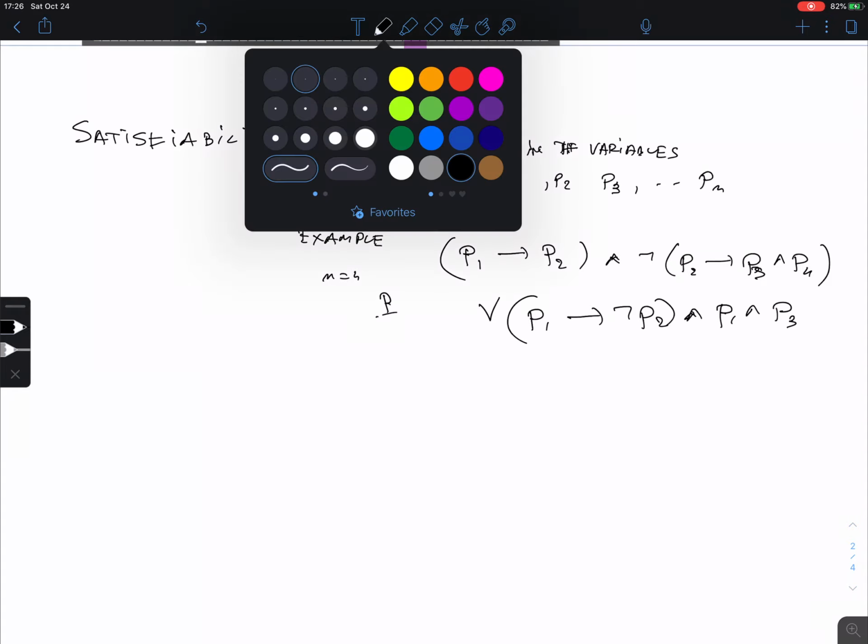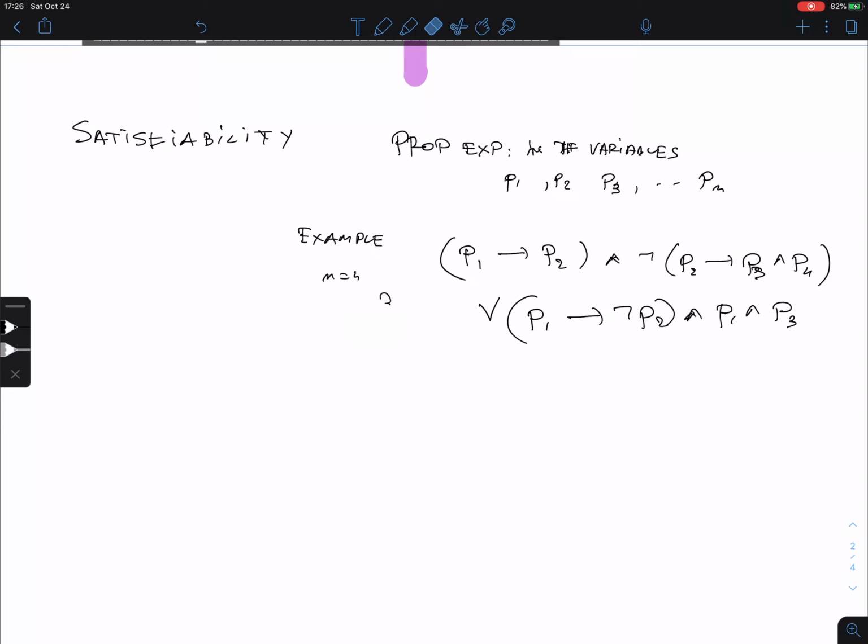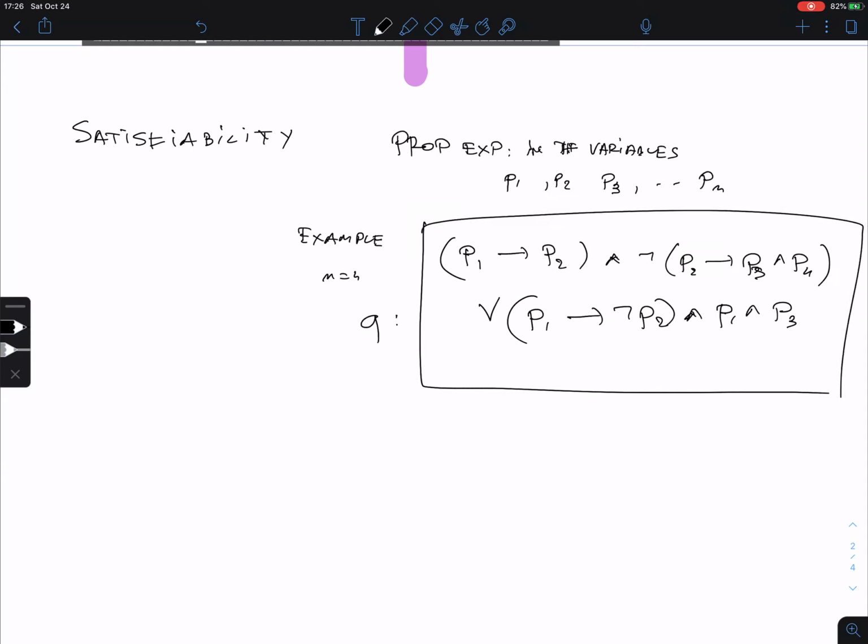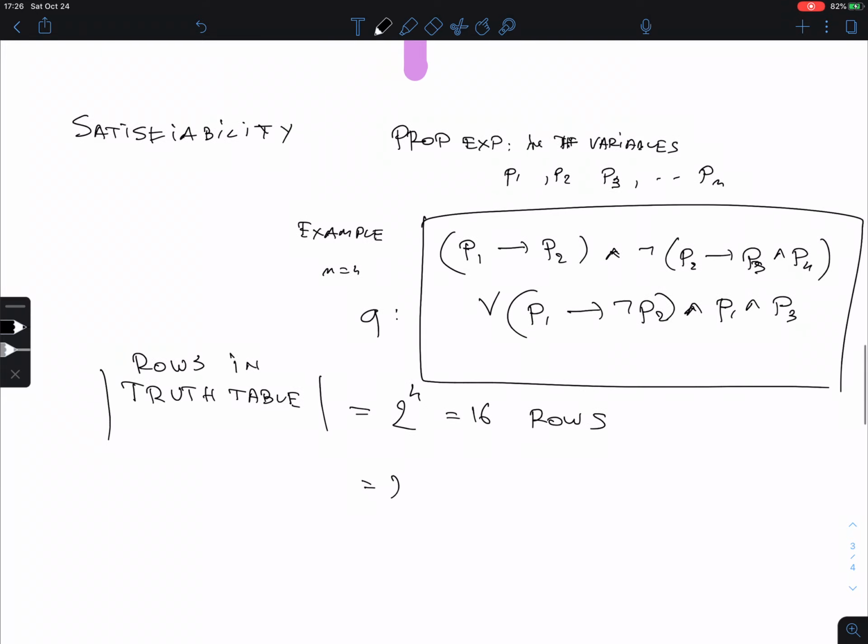Okay, so that is the propositional expression. Let's call it Q. So Q is this expression, and then what we would do is make a truth table. Let's think about how big the truth table of such an expression is. The size of the truth table, remember, was 2 to the power of the number of variables. So 2 to the 4, that would be 16 rows. So how many rows in the truth table? 2 to the 4, 16 rows. So in general, it would be 2 to the n. Okay, do you see the exponential coming in?